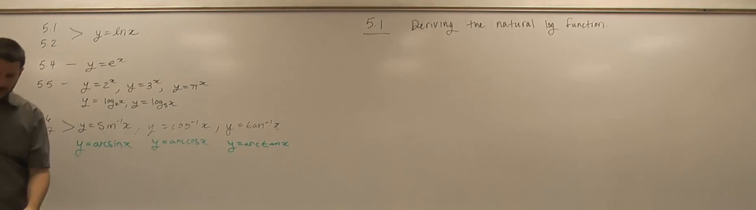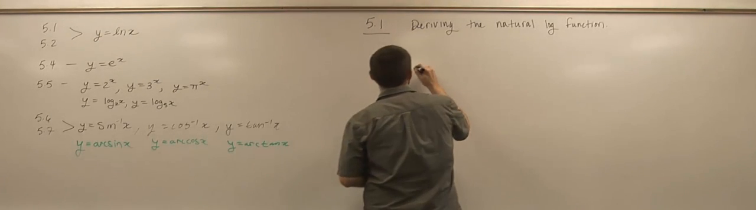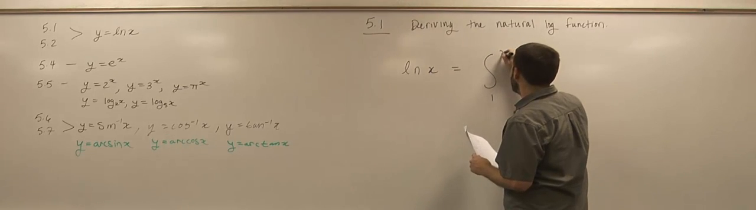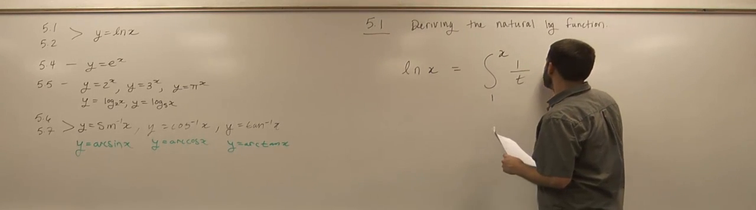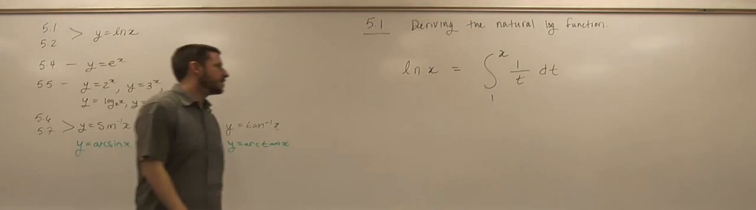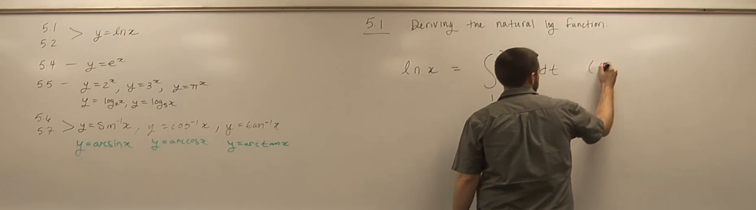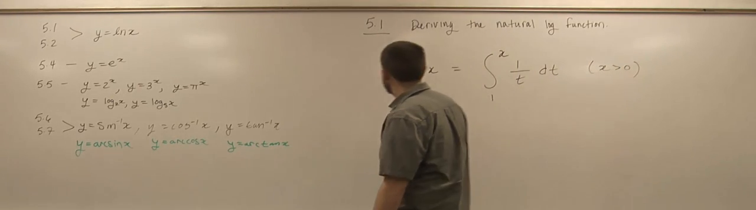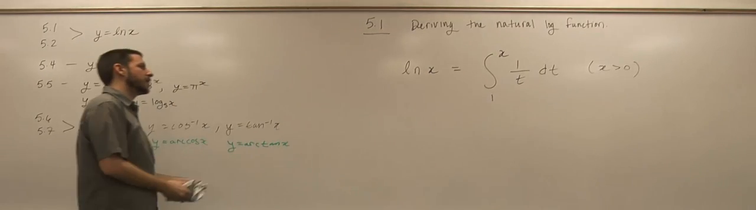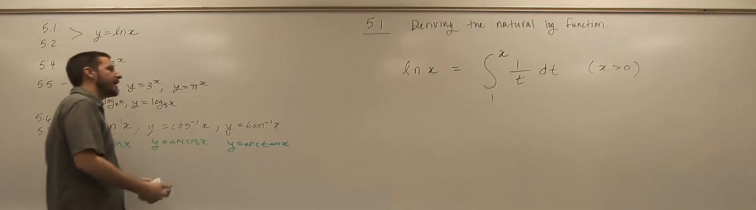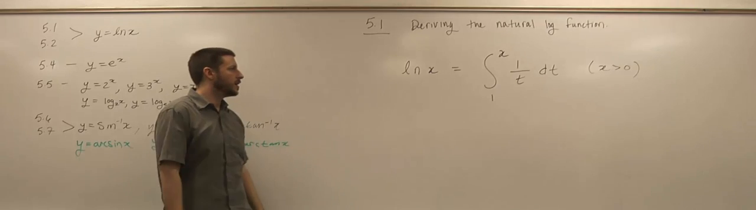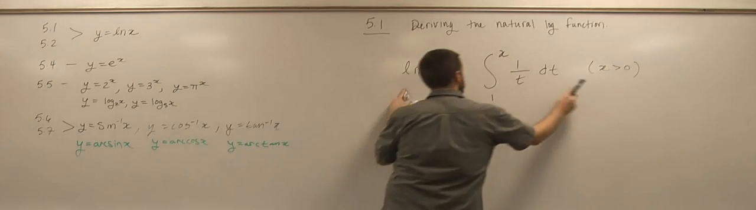It's fun. So the natural log function is defined with this equation. Natural log of x is equal to the integral from 1 to x of 1 over t dt, only valid for x greater than 0. So maybe we'll talk about this for a little bit, but at the end of the day, ln x is ln x. It's a log function. It looks like a log function. But what does this even mean here?